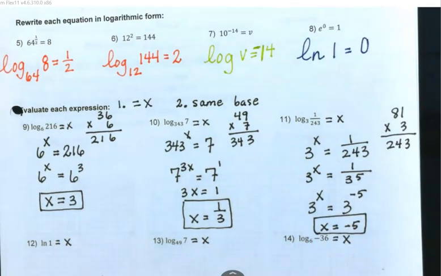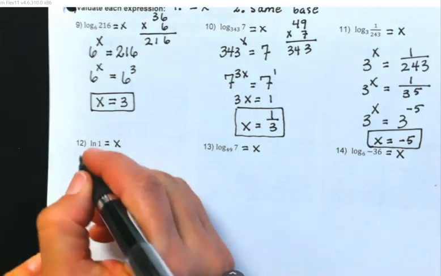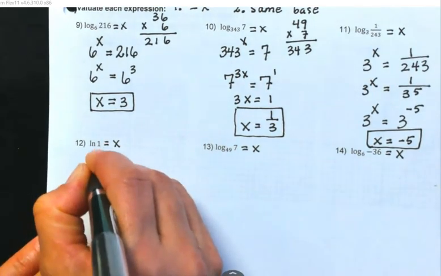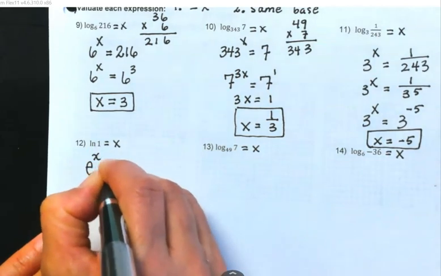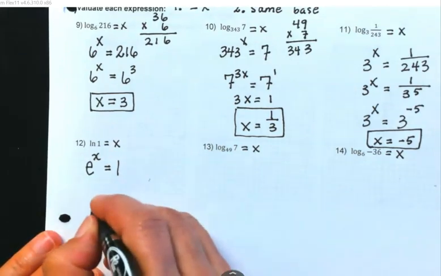All right, let's look at this bottom part right here. Ooh, natural log. We're going to have a base of e. So e to the x equals 1. Y'all, anything to what power is 1? Yeah, so x is 0 here.